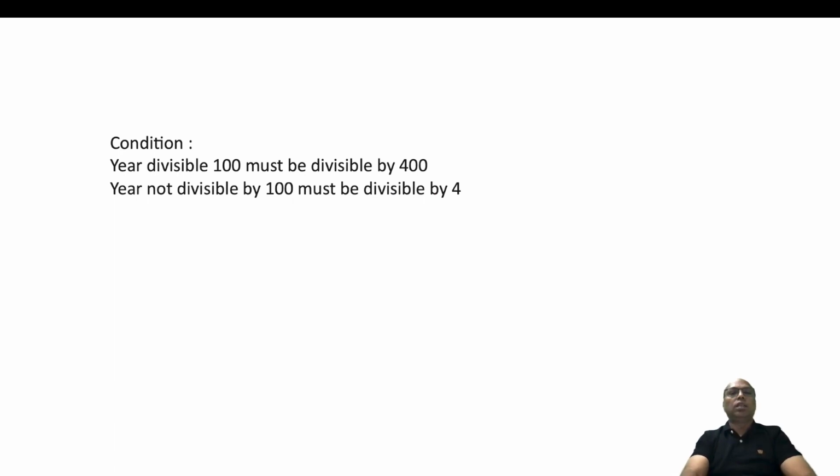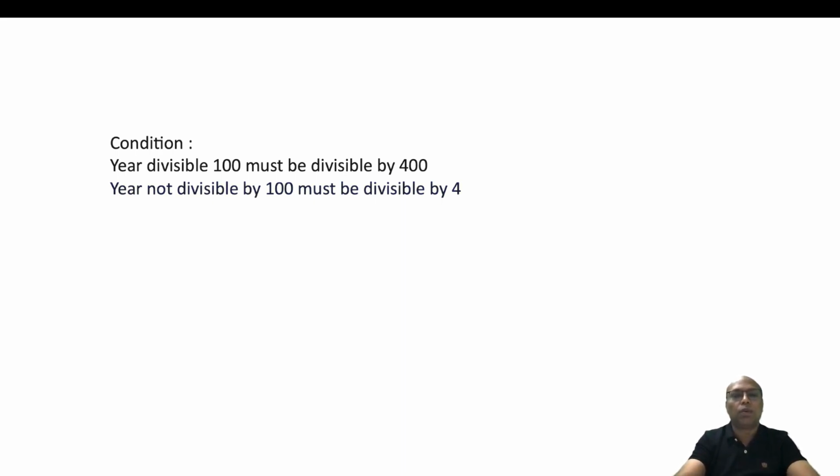So what is the condition? This is the condition. A year divisible by 100 must be divisible by 400. A year not divisible by 100 must be divisible by 4. Otherwise it is not a leap year. Okay, now what you do is go write the condition, compile your code and run and see.